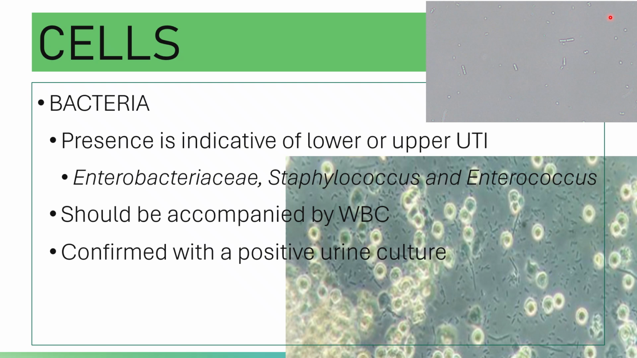Anyway, you can make use of phase contrast microscopy to help you in the visualization of bacteria. Then it's easy to distinguish your bacteria. Of course, this is a bacteria, this is a gram-negative coccus, this is a bacillus.